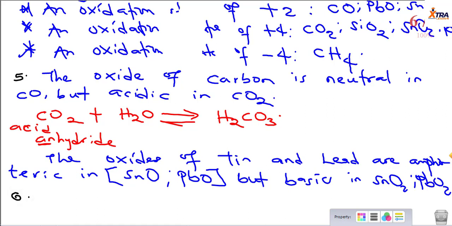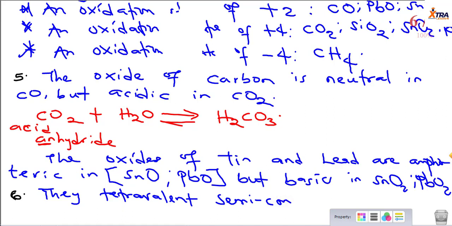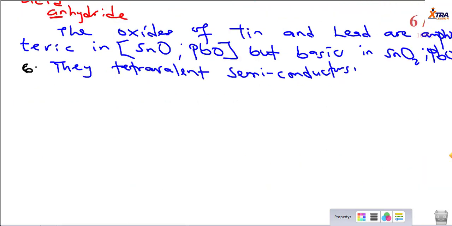Now, what other properties do we have? Because they have non-metals, which is silicon and germanium, they are tetravalent semiconductors. They are tetravalent semiconductors. Okay, let's round off with this last point.